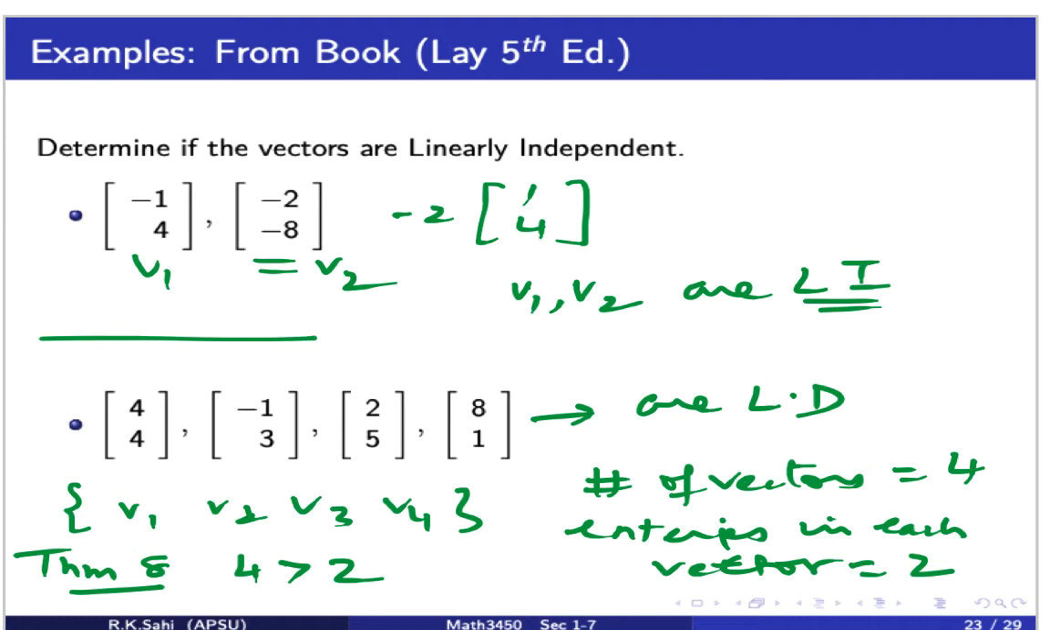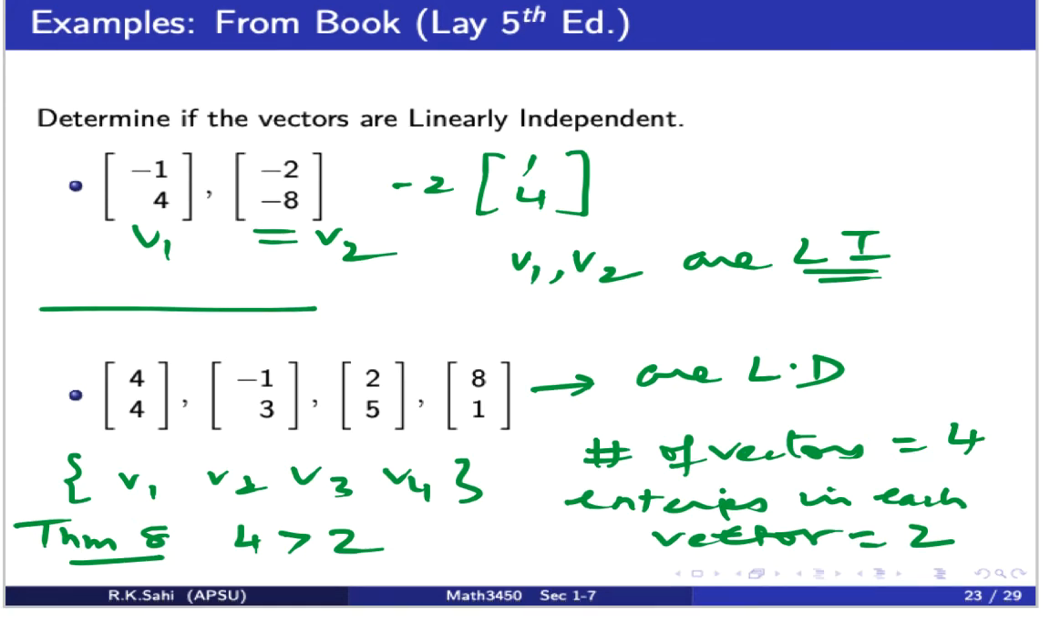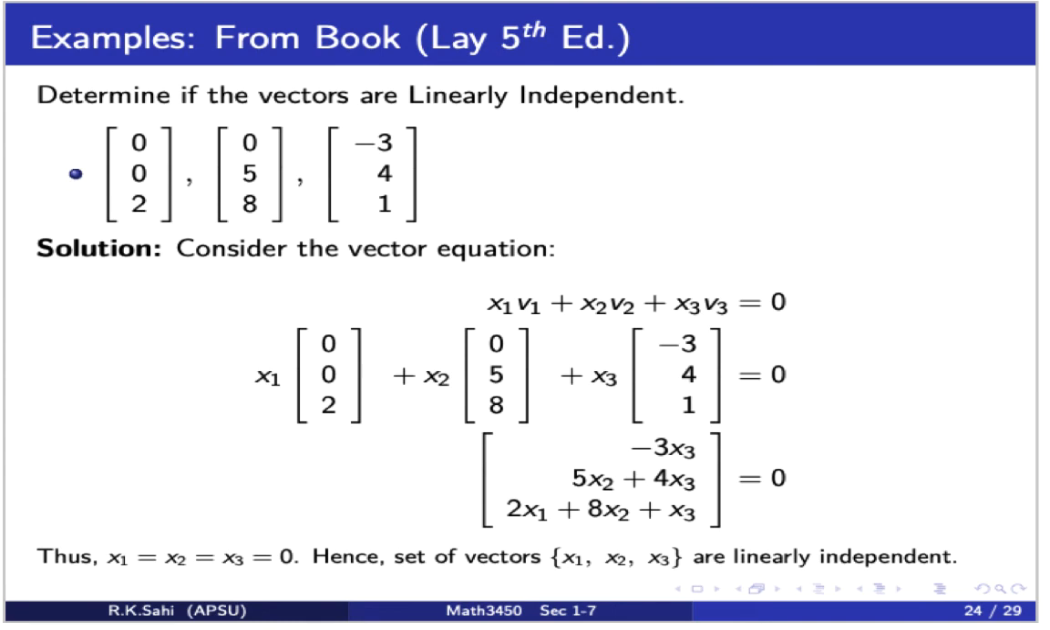Okay, let's look at another set of vectors. Here we have 3 vectors: (0, 0, 2), (0, 5, 8), and (-3, 4, 1). Sometimes it's very obvious by looking at it that they are linearly independent or dependent. Sometimes you have to do the math. So I'm going to show you different ways of doing it. There comes a point when you will just look at the vectors and say, yeah, I know they're going to be linearly independent. But in this problem, I will show you how they are linearly independent.